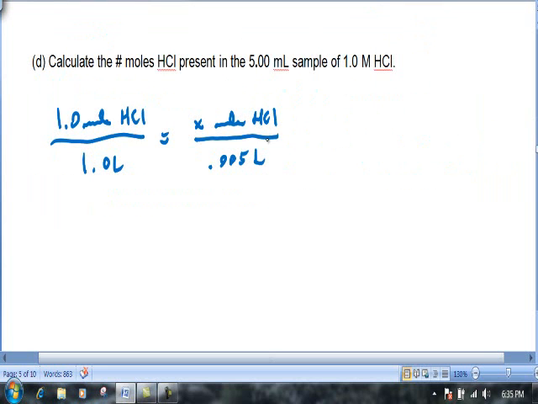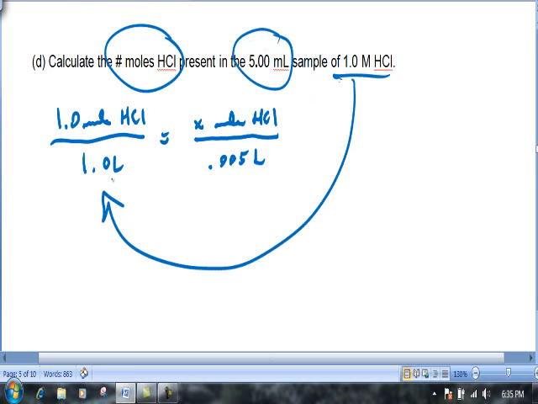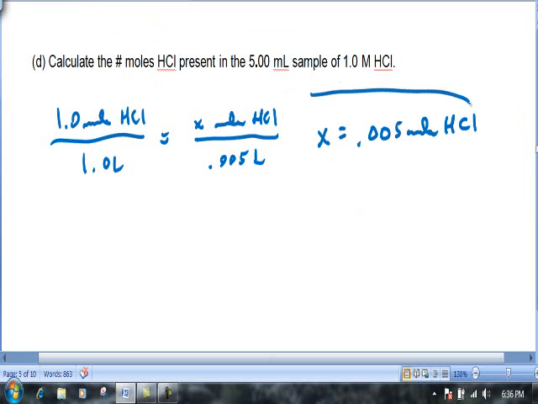The next part of the question asks us to find how many moles of HCl are present in that 5 milliliter sample of the 1 molar HCl that we're adding to the buffer. The 1 molar HCl lets us set up a proportion where we know we have 1 mole of HCl per 1 liter, so we can find out we have X moles of HCl present in our 0.005 liter sample. Solving for X gives us 0.005 moles of HCl being added to our buffer.